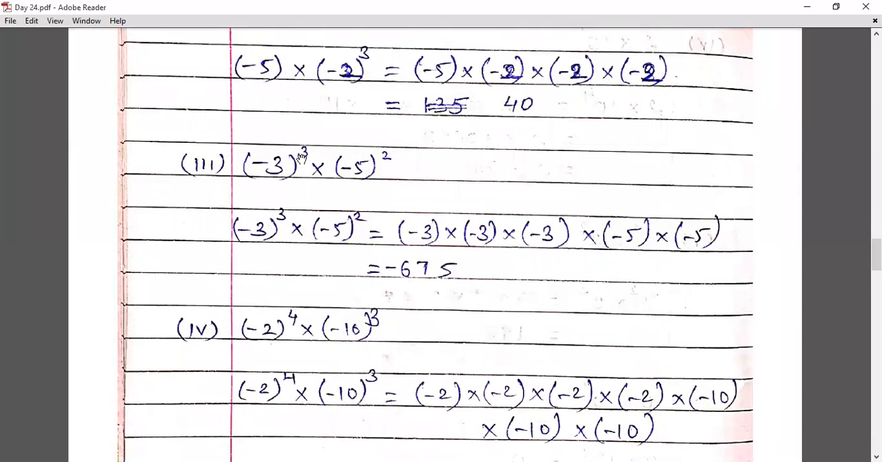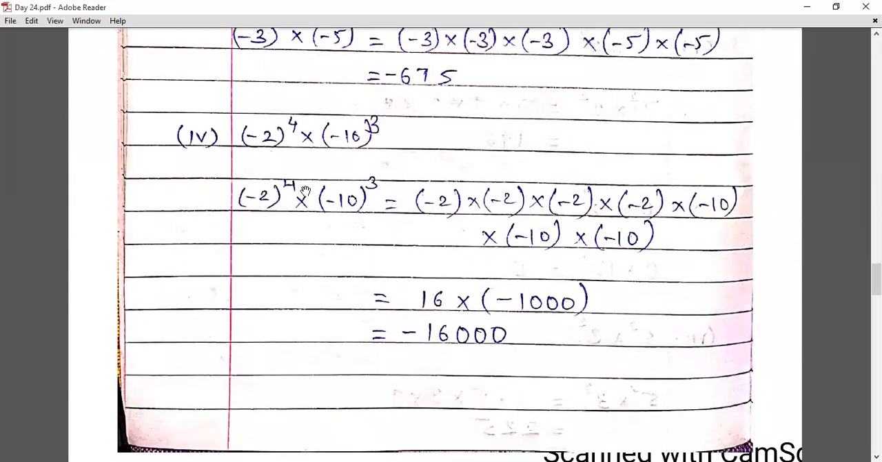Part 3 is minus 3 raised to 3 into minus 5 raised to 2. So minus 3 will be written 3 times on expansion, and minus 5 will be written 2 times on expansion. When the numbers are multiplied, 3 into 3 into 3 into 5 into 5, you will get the answer as 675. Now count the number of minus signs in this expansion. 1, 2, 3, 4, 5. 5 is odd. So I will write a negative or a minus with my product or in the answer.